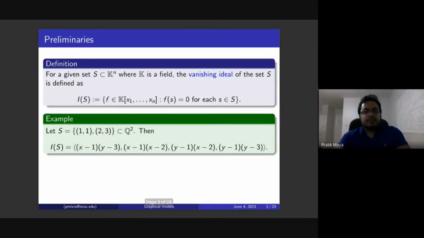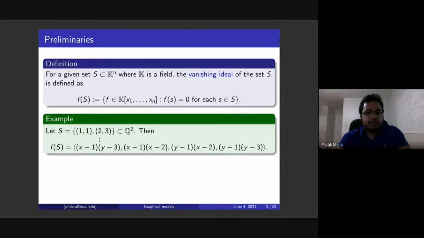Let's say we have S to be the set of 2 points in Q^2, where Q are the rationals. Let's say they are (1, 1) and (2, 3). Then the vanishing ideal would be the ideal generated by these 4 products: (x minus 1) times (y minus 3), (x minus 1) times (x minus 2), (y minus 1) times (x minus 2), and (y minus 1) times (y minus 3). The reason that we get this is something like this.